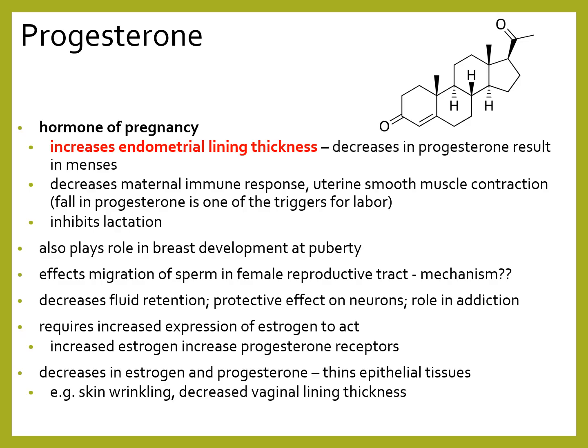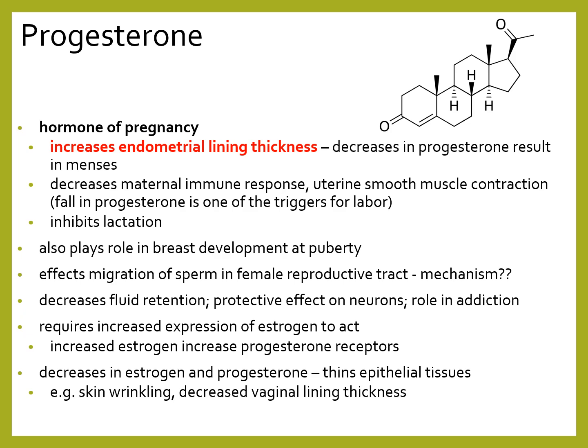Progesterone plays a role also in breast development at puberty. It is thought to affect the migration of sperm through the female reproductive tract, although the mechanism of this is not known. Outside of the female reproductive system, progesterone is known to decrease fluid retention. It's thought to have a protective effect on neurons. By the way, estrogen is also thought to have a neuroprotective effect. And it's even thought that progesterone might play a role in addiction.